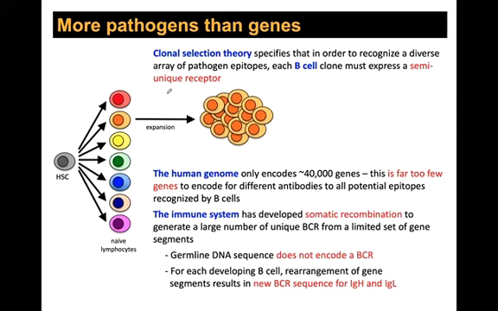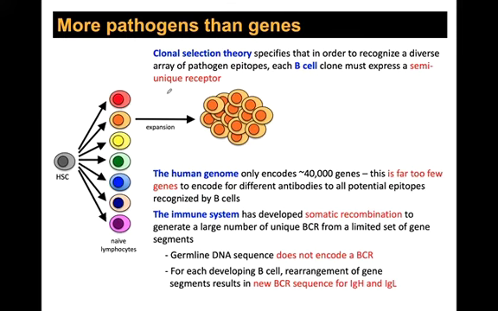And so the immune system has developed a way to deal with this. And the way it deals with it is something called somatic recombination. This is where a B cell will take its DNA and intentionally rearrange it in a sort of sloppy way to generate a large number of unique B cell receptors from a fairly limited set of gene segments. And we'll go into the numbers of how many different ones you can get.